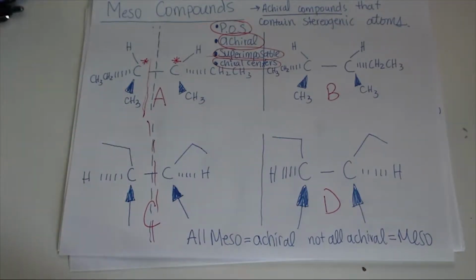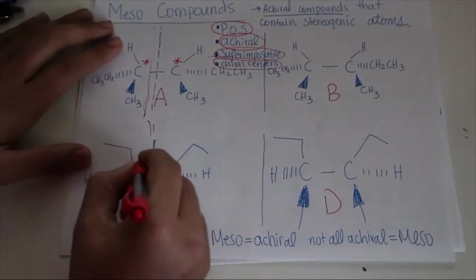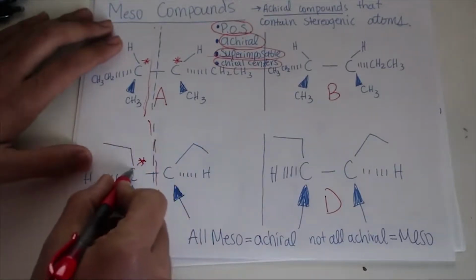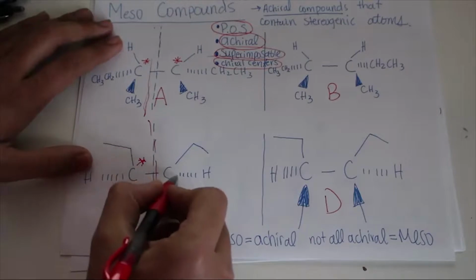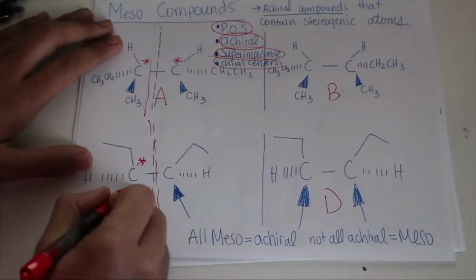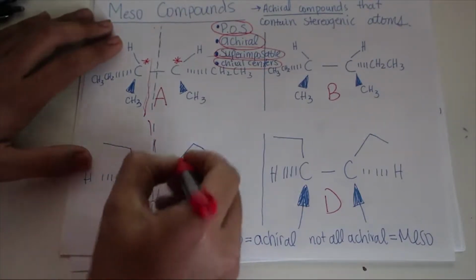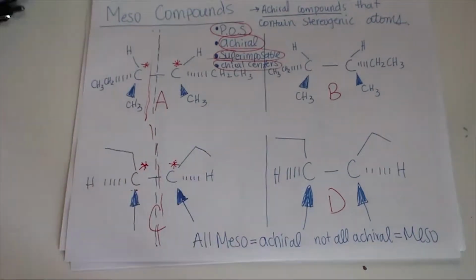Are there chiral centers in the structure? Yes, because if we look at this one, this carbon's bonded to this group, then a hydrogen, and then a methyl, and then there's another one going to a carbon. So this carbon has four different groups coming off of it, and the same thing can be said for this.